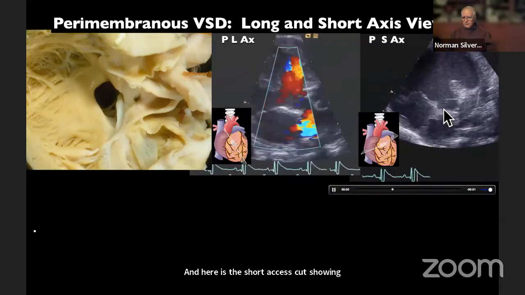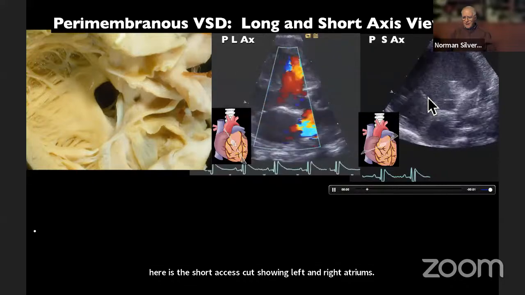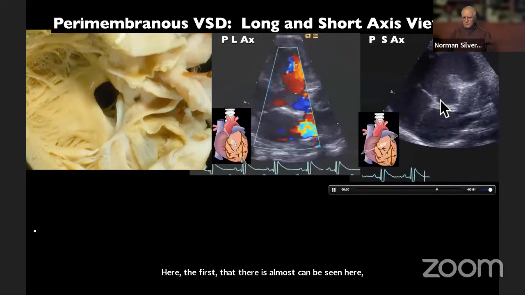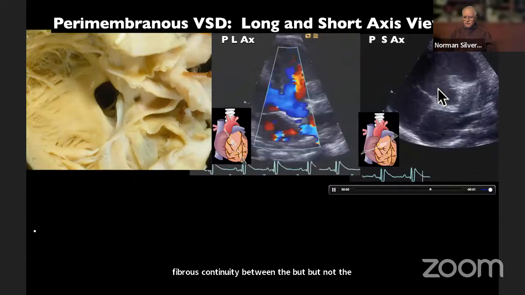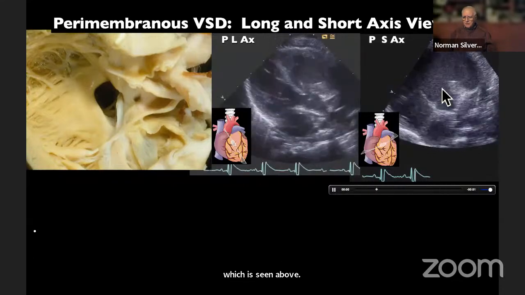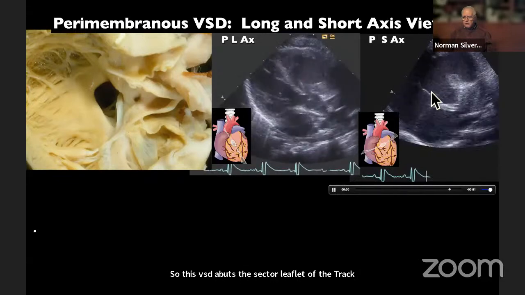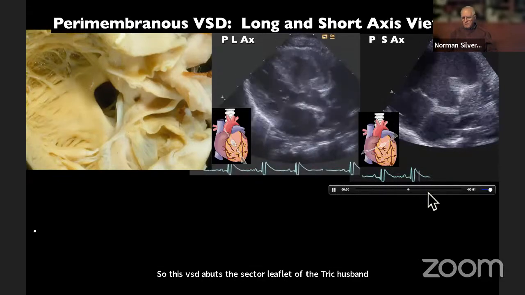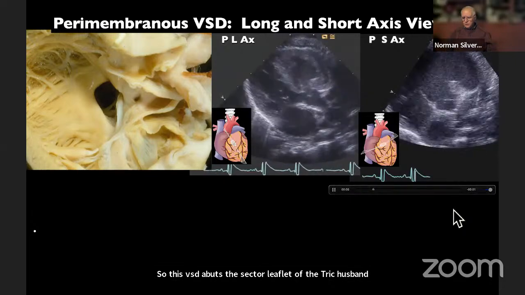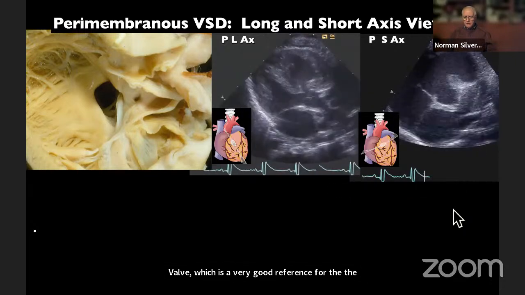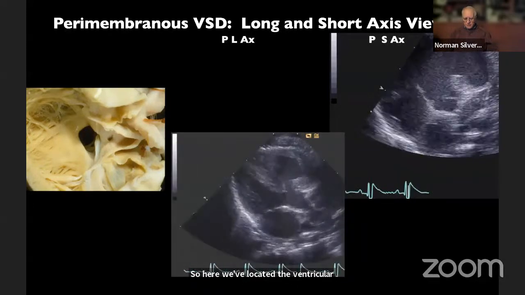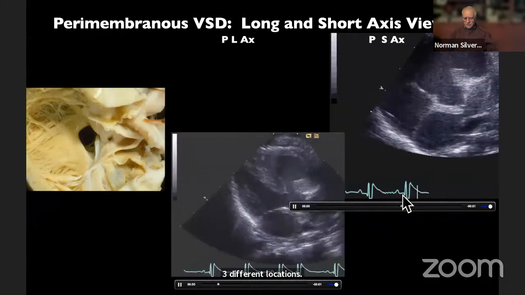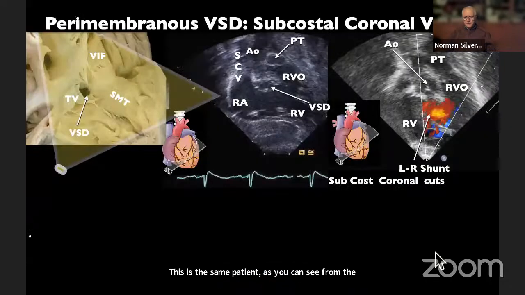Here, the fact that there is almost fibrous continuity between the tricuspid and the aortic valve can be seen, but not the mitral valve, as that's behind us, and the muscular septum, which is seen above. So this VSD abuts the septal leaflet of the tricuspid valve, which is a very good reference for the position of the membranous septum. So here we've located the ventricular septal defect in 3 different locations. This is the same patient, as you can see from the electrocardiogram.